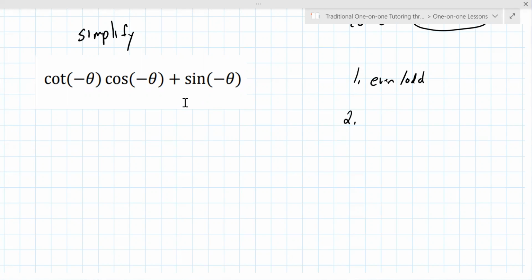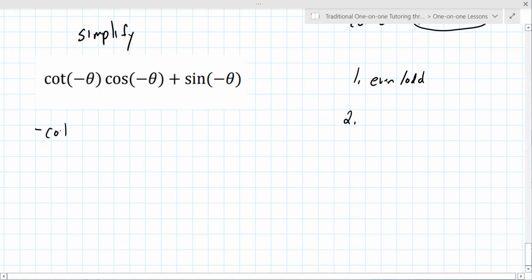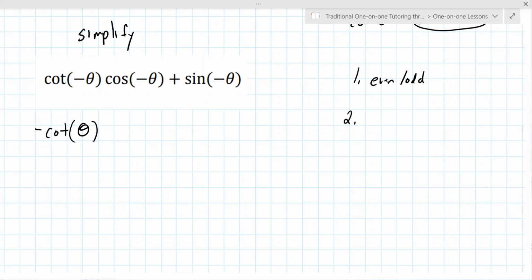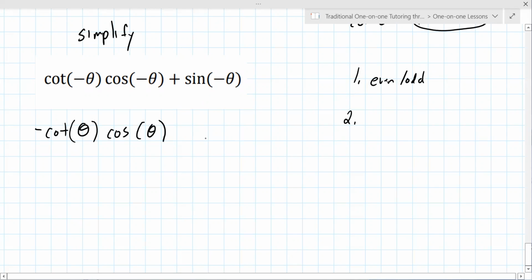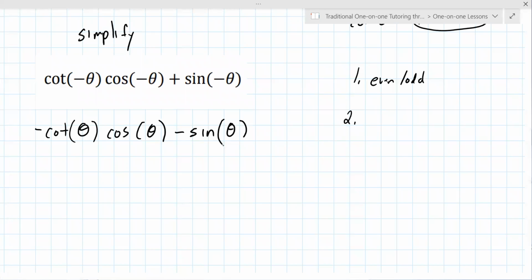Cotangent of minus theta would be negative cotangent theta. Good. Cosine would be cosine theta. Okay. What about the last one? Sine would be negative sine theta. Good. So you've reduced this much more complicated thing down to this, which is great. This one requires a little bit of a different approach, which we'll see in a moment.